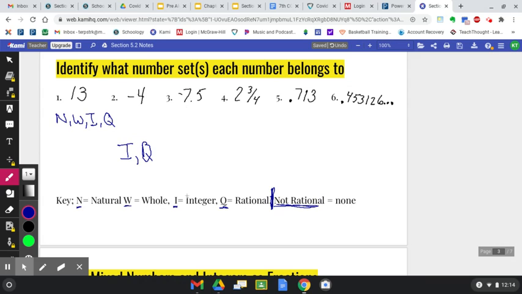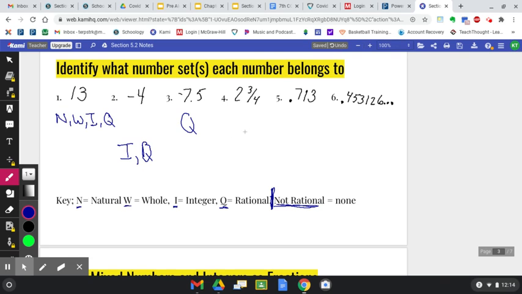Negative 7.5, okay, it's negative, which was introduced to integers, but it's not a whole number, right? So this would just simply be rational. And I know that because it's a terminating or an ending decimal.